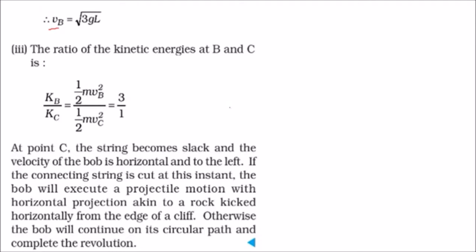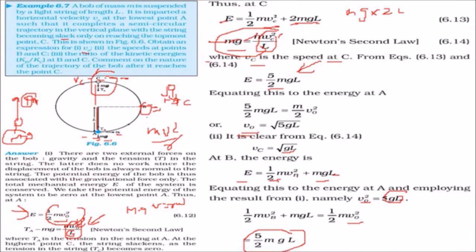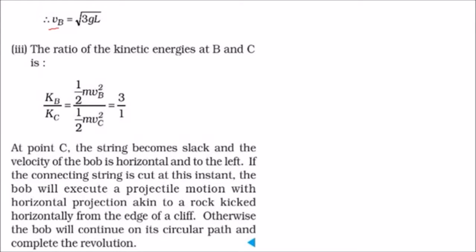Now the ratio of kinetic energy at B and C, KB and KC. So this will be half m vb square by half m vc square, the half m cancels out, and you get vb square by vc square. We just found these out and put them here, giving 3:1.